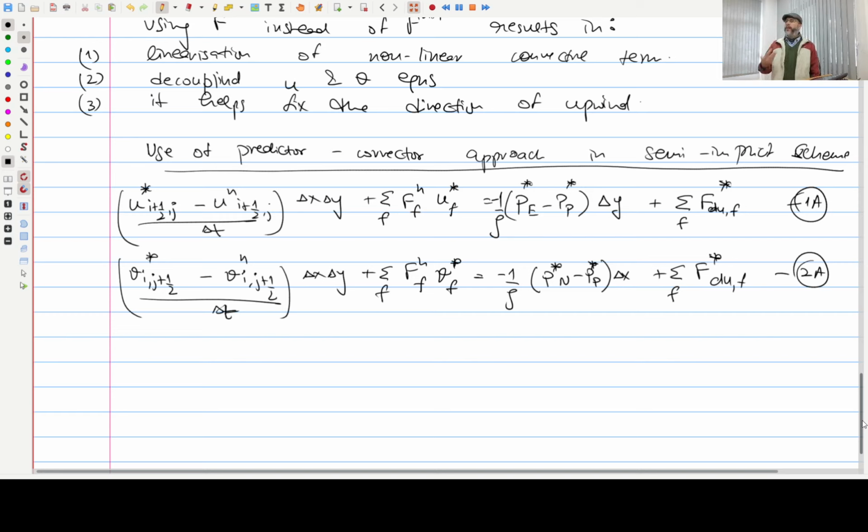So the way we solve this equation, given that you know the P star value to start with, you start with some guess P star value. So how will you solve this for a given P star? You will have to iterate, right?